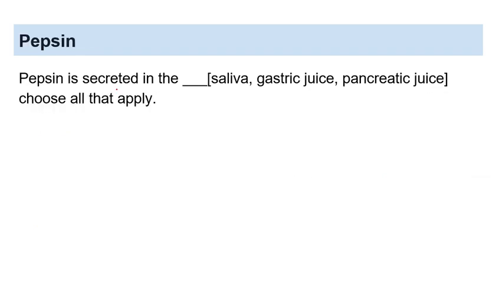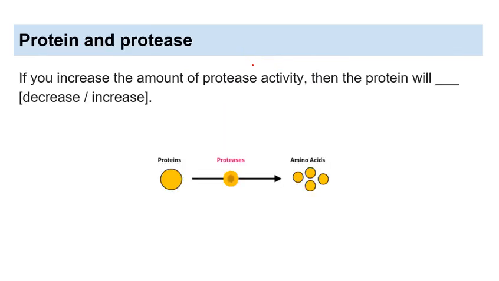Okay, next enzyme is pepsin, which is the enzyme used for breaking down the protein and is found in gastric juice. So pepsin is secreted in the gastric juice. Protease is another enzyme for breaking down protein, which is secreted through the pancreas.